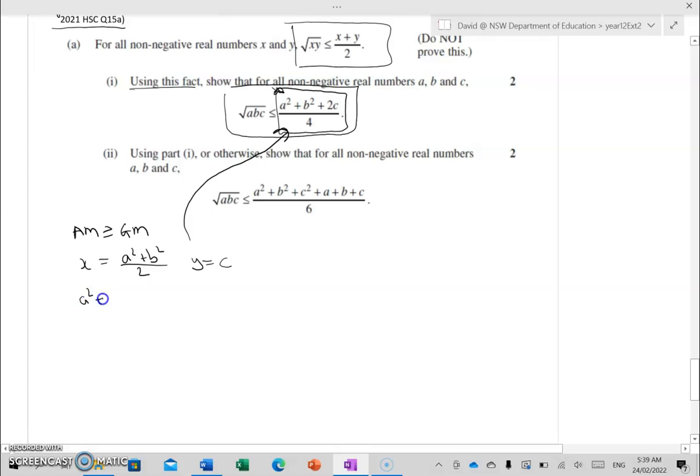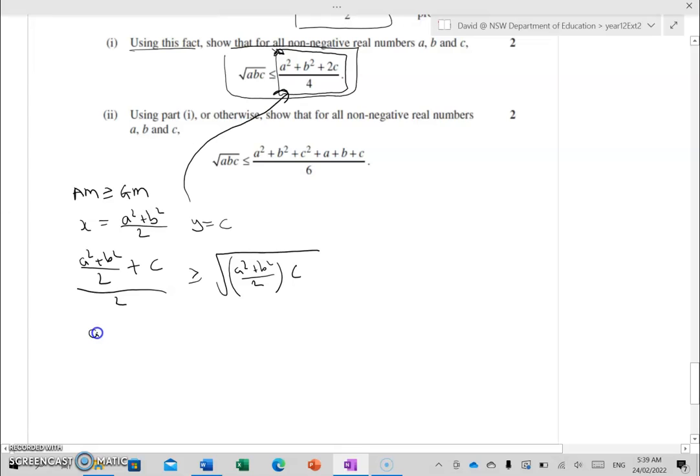So let's go. a squared plus b squared on 2 plus c, all divided by 2, is greater than or equal to the root of the product of the top bits, so a squared plus b squared on 2 times c. Okay, and this left-hand side is exactly what we were after: a squared plus b squared plus 2c on 4. And now we need to manipulate this side.